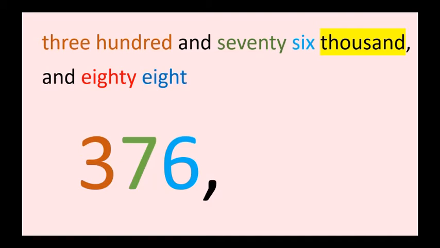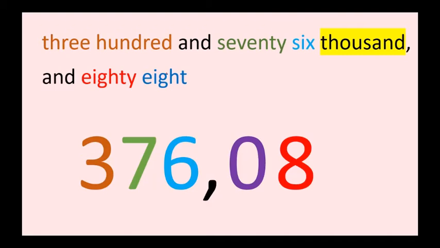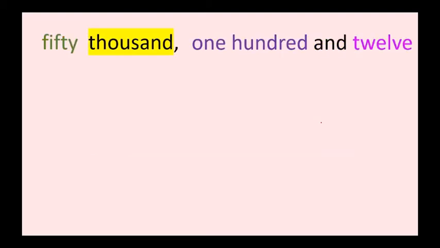And 88. What do we need first for 88? We need a 0 because there's no hundreds in 88. Then we go 8 and 8. So 376,000 and 88. And 88 on the end here. Cool. Okay.